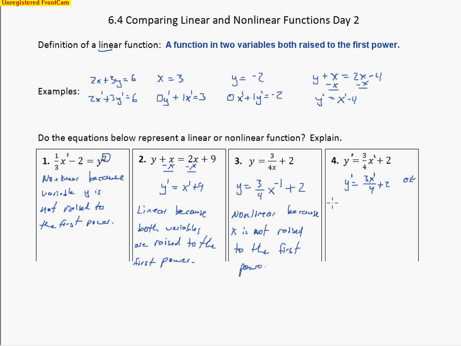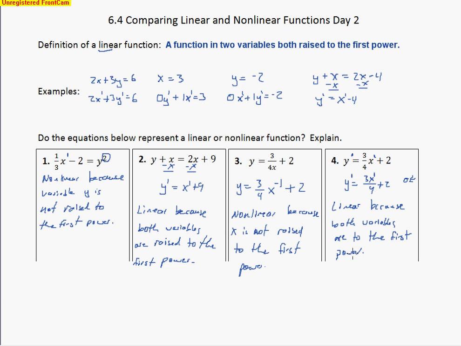So this is linear. Linear because both variables are to the first power.